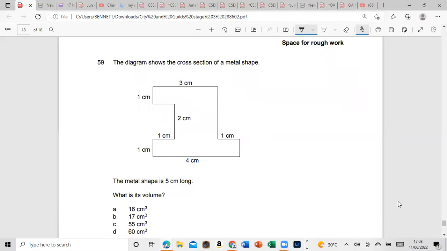The diagram shows the cross section of a metal sheet. The metal sheet is 5 centimeters long. What is the volume? So what I'm doing, I'm turning it into one big rectangle, and then now find the area. And for this portion here, you see that little portion here, I take it out, and this will give me the area for this. So more the area for the ugly shape.